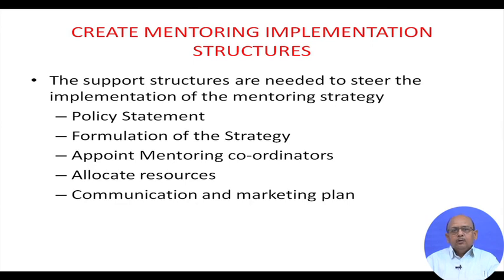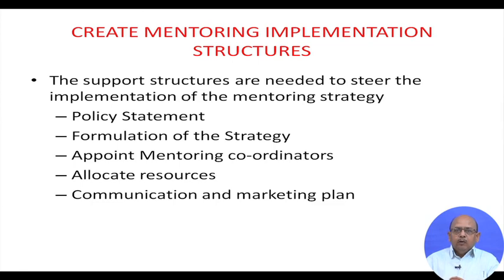Then you also need to allocate resources in terms of budget and other things, so that this program can be carried out. Okay. So, you require different kinds of resources, maybe meeting rooms, maybe other things, where the mentors or mentees are going to meet, maybe financial help from the organizational side to create these kinds of resources and support system.